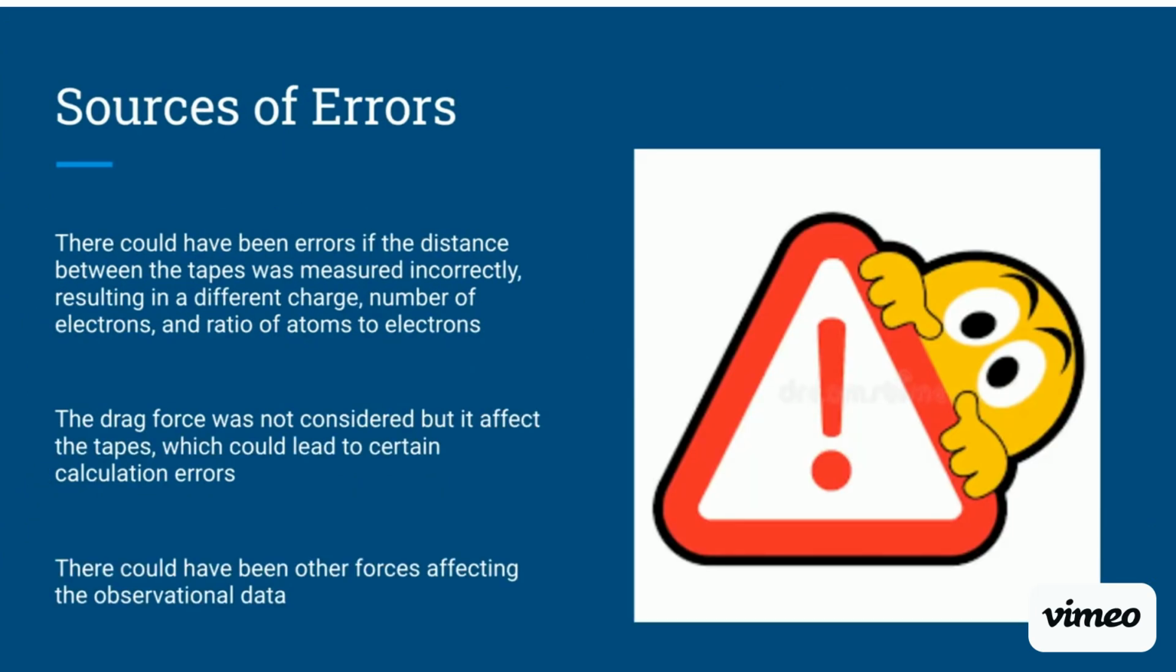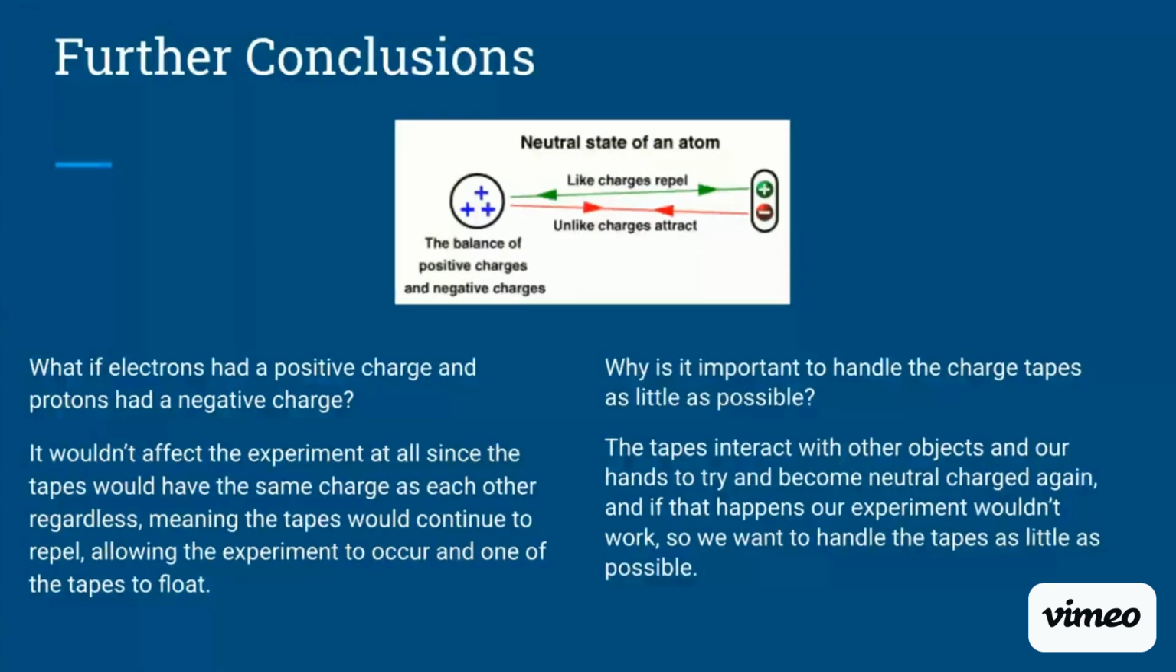Now, although the computational and observational models got the same results, our calculations could have been wrong, since if the distances of our tapes were measured incorrectly, almost all our calculations would be different. Additionally, the drag force and the other external forces were not considered, and they could have affected our tapes.